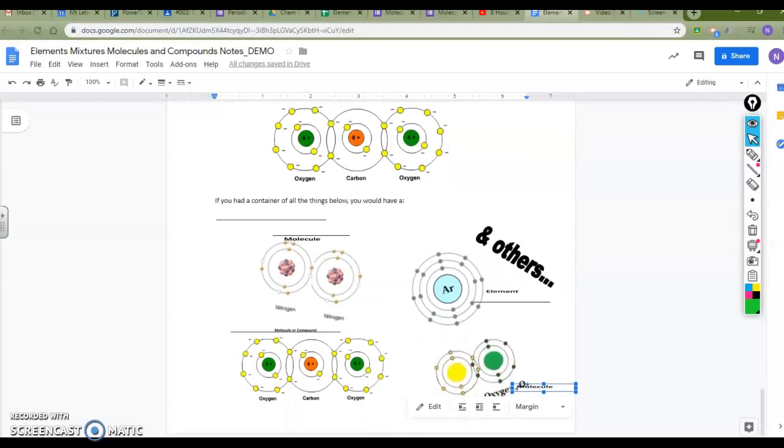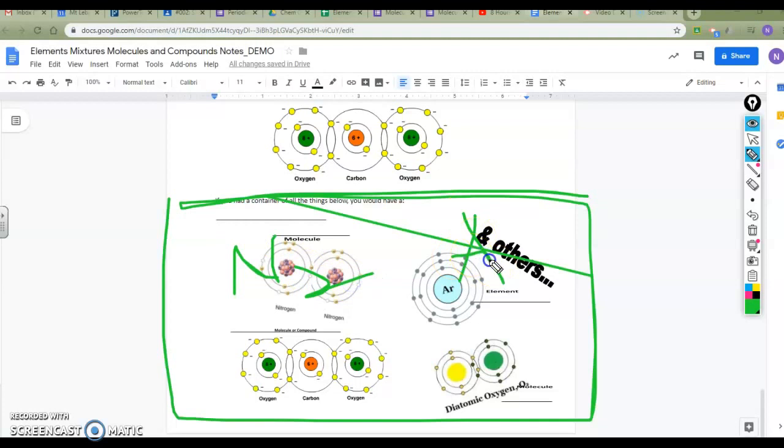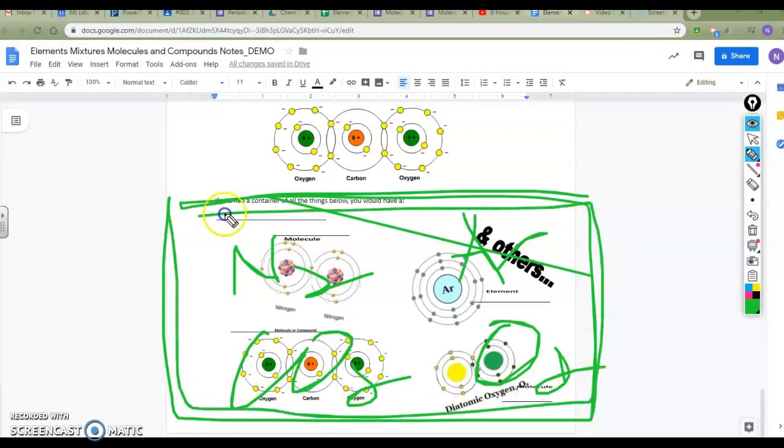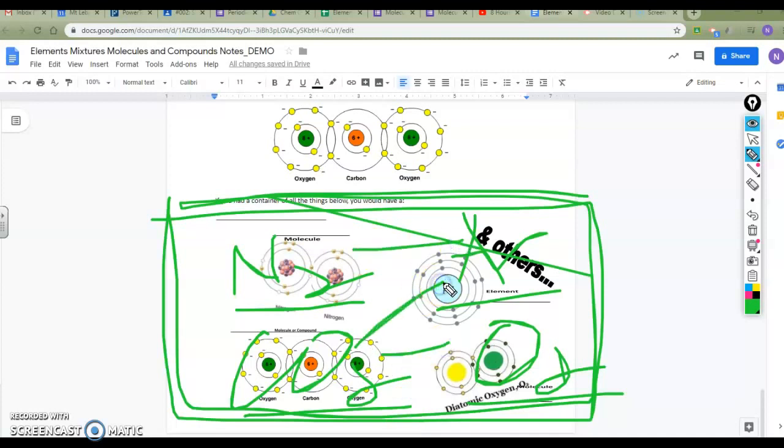If you had a container of all the things below, N2, argon, CO2, diatomic oxygen O2, all in this container, that's a combination of individual compounds and or molecules and elements, none of which are really combining with each other. They're just physically combined in the same place. We would call that a mixture.